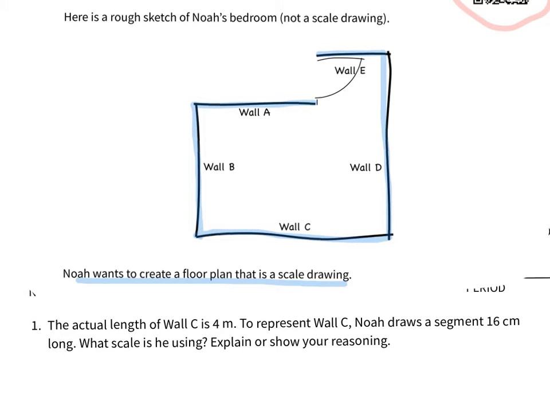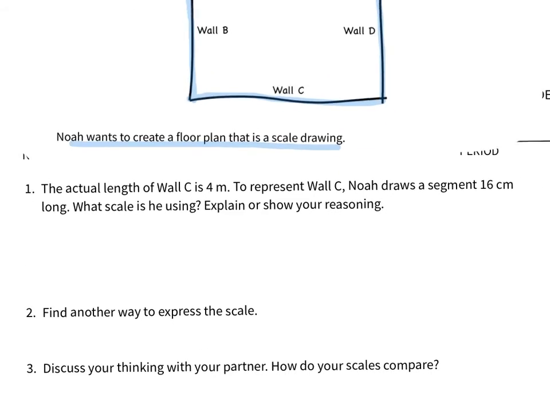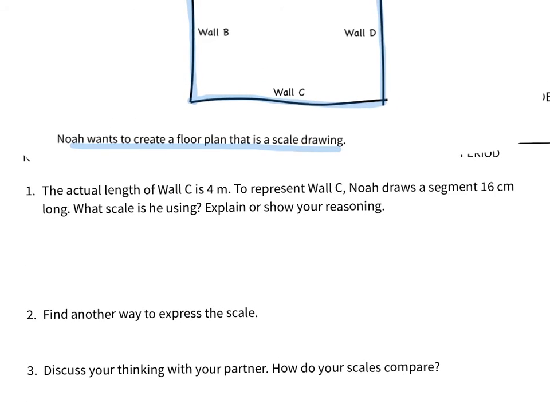It says the actual length of wall C is 4 meters. Wall C is right here, and it's 4 meters long. A meter is like a yard, which is 3 feet, so about 12 feet long. To represent wall C, Noah draws a segment that is 16 centimeters long. The question is, what scale is he using?